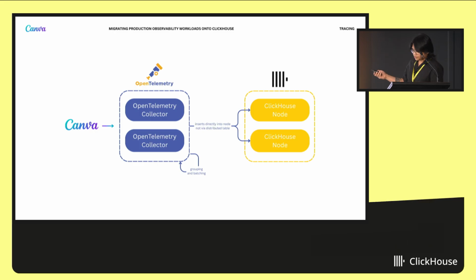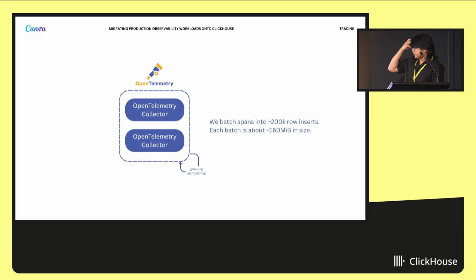Furthermore, we also decided to skip the distributed table. Now we write directly into each ClickHouse node and into the local tables. For production data, what that meant is that in the collectors, we batch spans into about 200K rows per insert. And each batch is about 160 MiB in size.